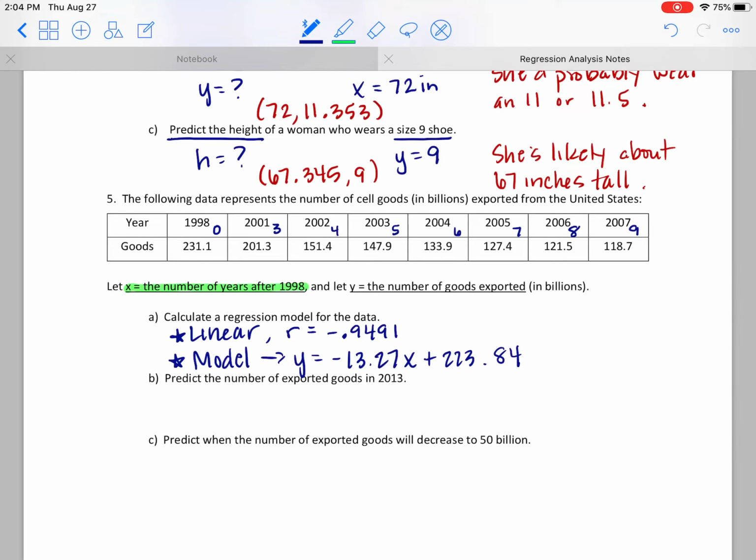Okay, and now we're going to use this to try to make some predictions. So part B, it says predict the number of goods. Now remember, these years after 1998 were x values and the goods were y values. So when it says predict the number of goods, that means to find a y value in 2013. Well, 2013 would be how many years after 1998? 15 years later, so we're going to put x equals 15 in there.